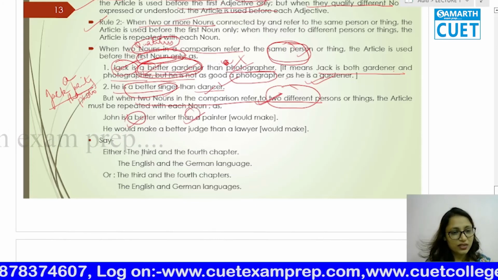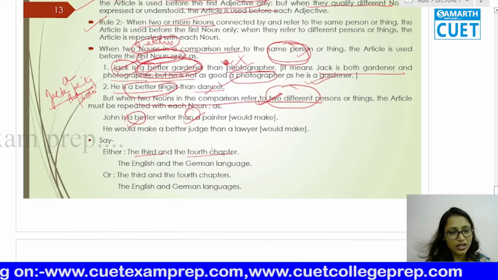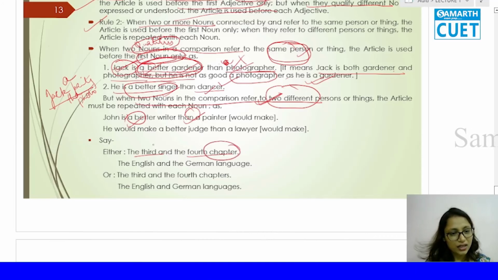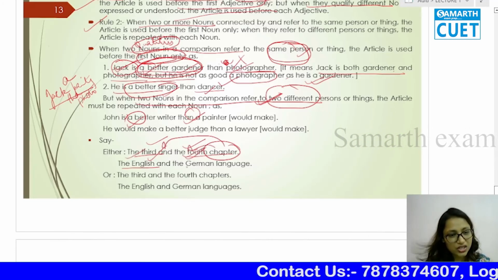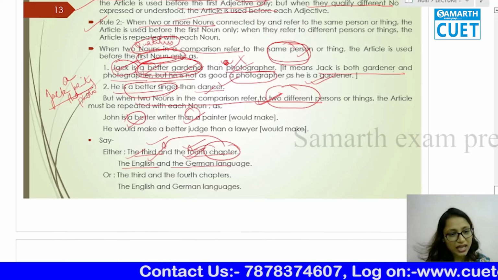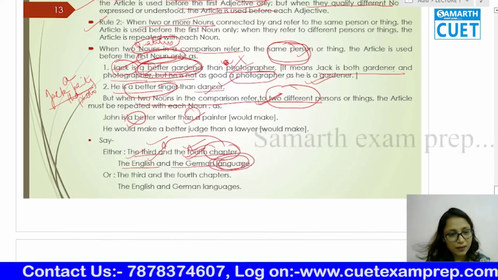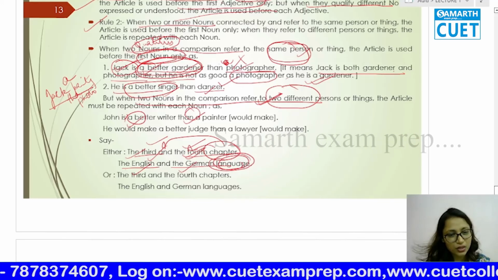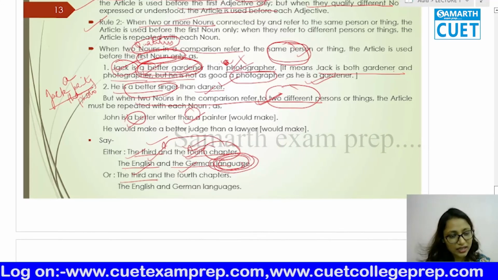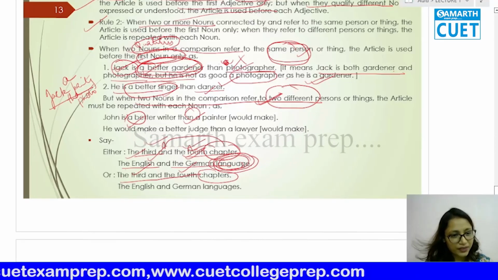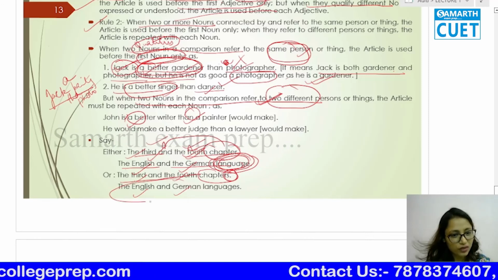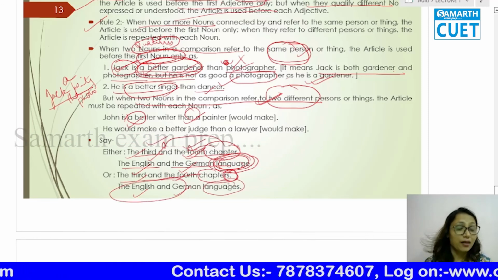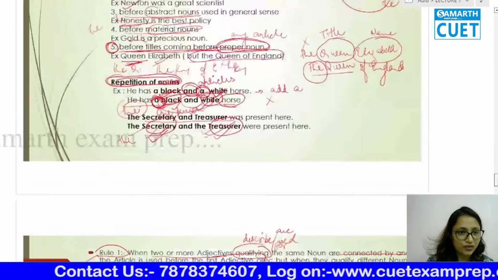And the last one is the third and the fourth chapter. Here we are not going to use s: the third and fourth, that means two different chapters, and the chapter is referring to both the third and fourth. In the same way, the English and the German language, that means the article is before both of them, that's why we are using language here. But in the third and fourth chapters, the is used before third and fourth, and we are going to use chapters here. The is used before both of them, so we are going to use languages. It is exactly the same as what we have studied here.